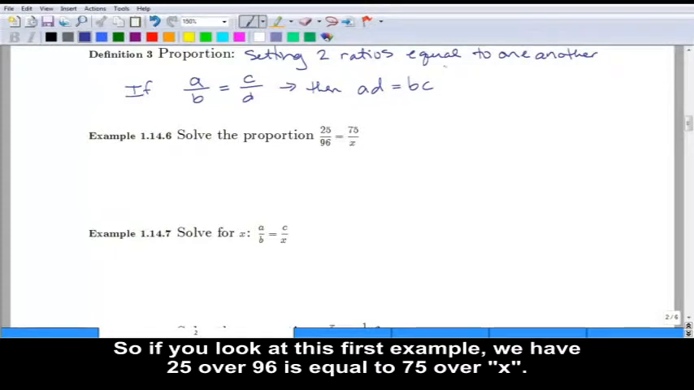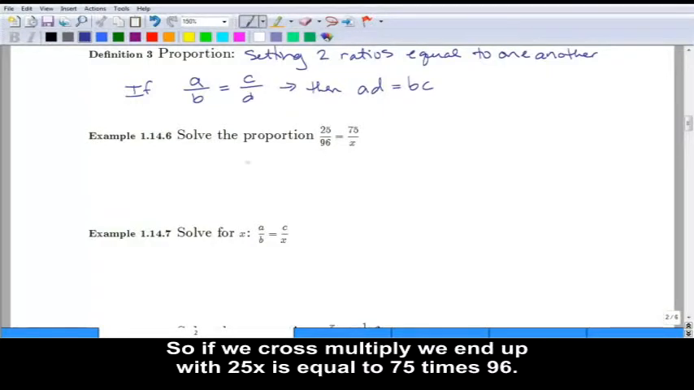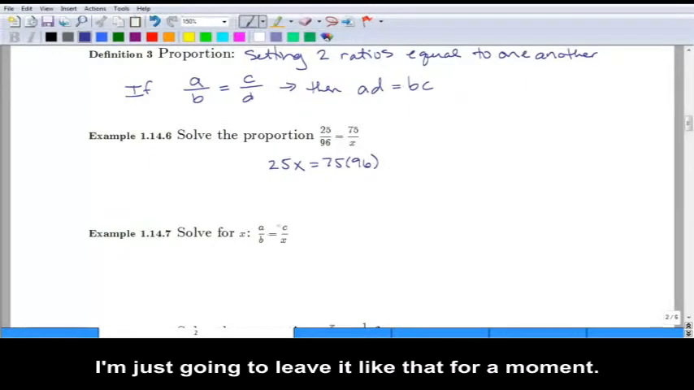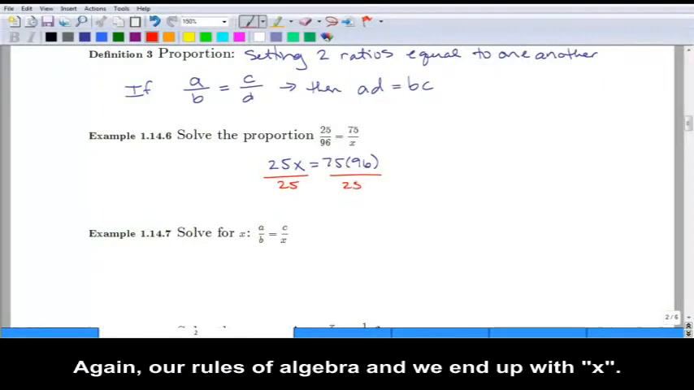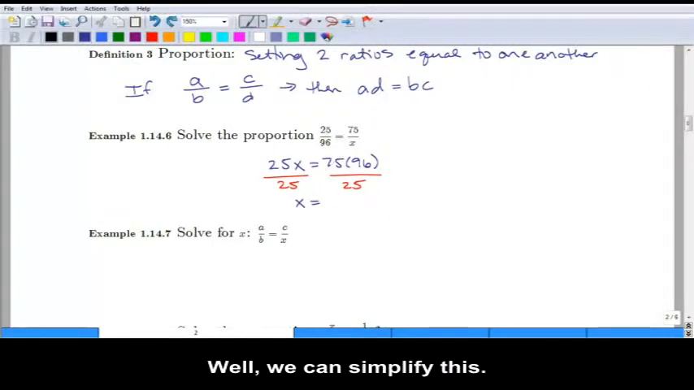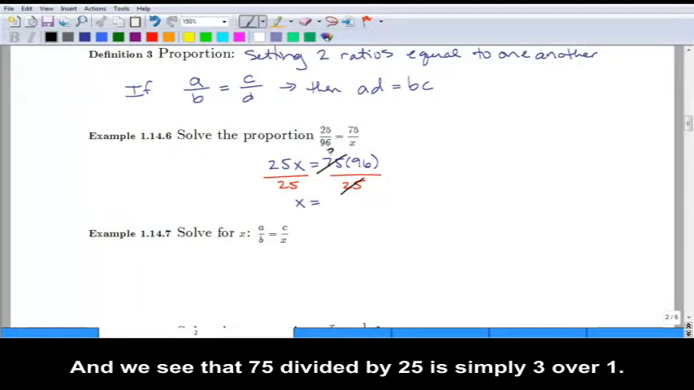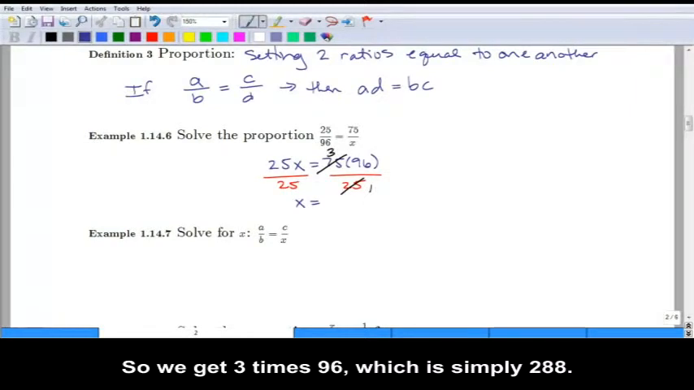So if you look at this first example, we have 25 over 96 is equal to 75 over x. So if we cross multiply, we end up with 25x is equal to 75 times 96. I'm just going to leave it like that for a moment. Then if we're trying to solve for x, we will divide by 25. Again, our rules of algebra, and we end up with x. Well, we can simplify this, and we see that 75 divided by 25 is simply 3 over 1. So we get 3 times 96, which is simply 288.